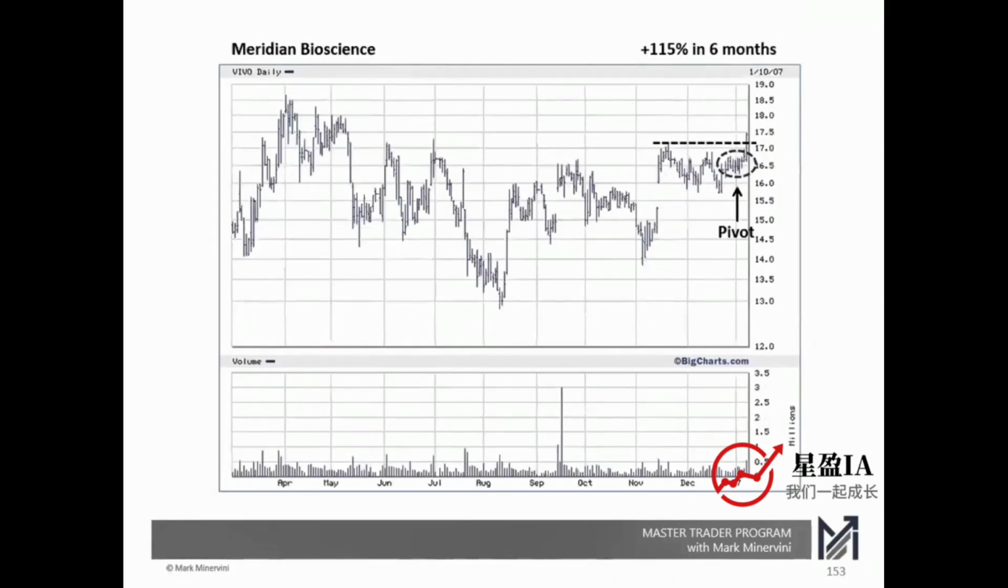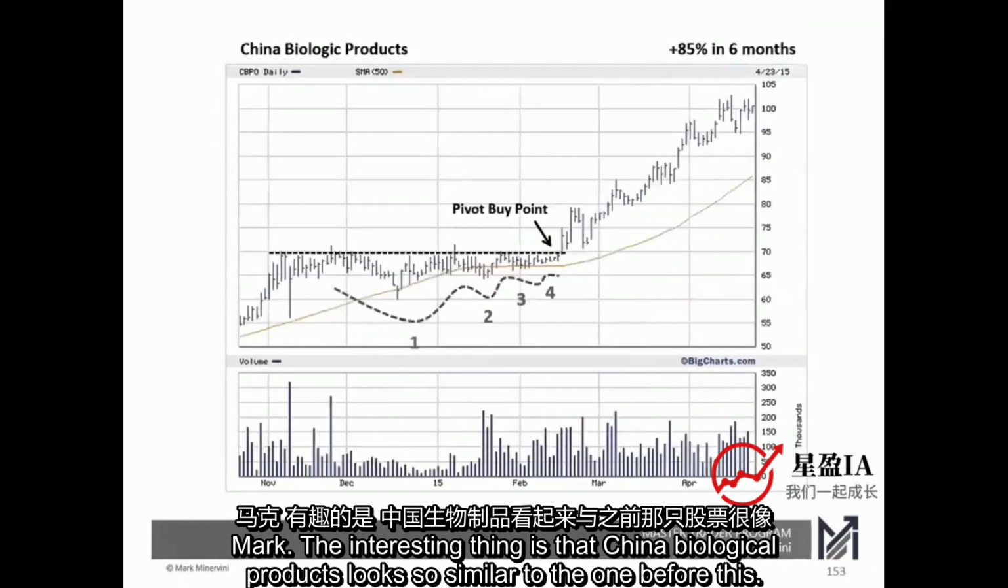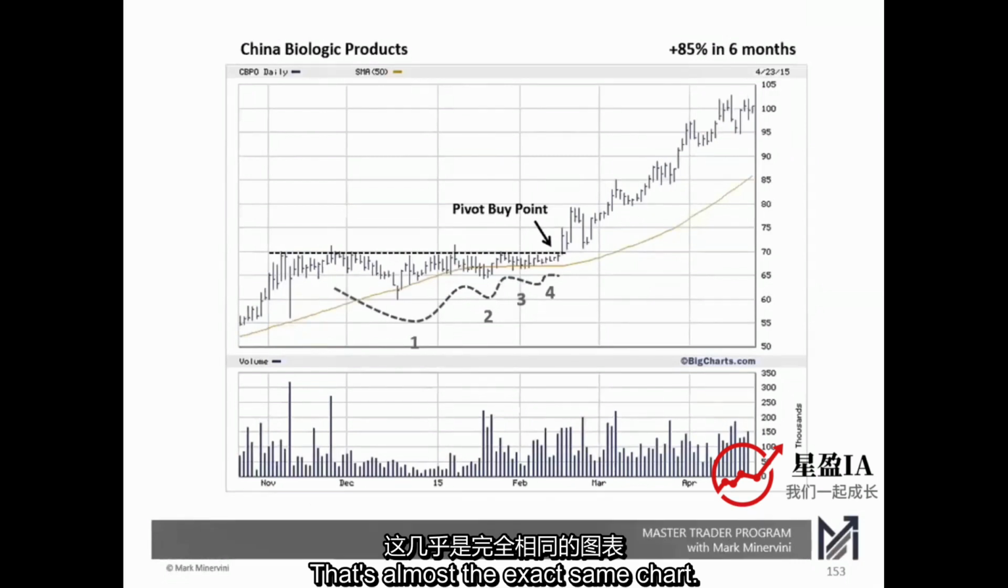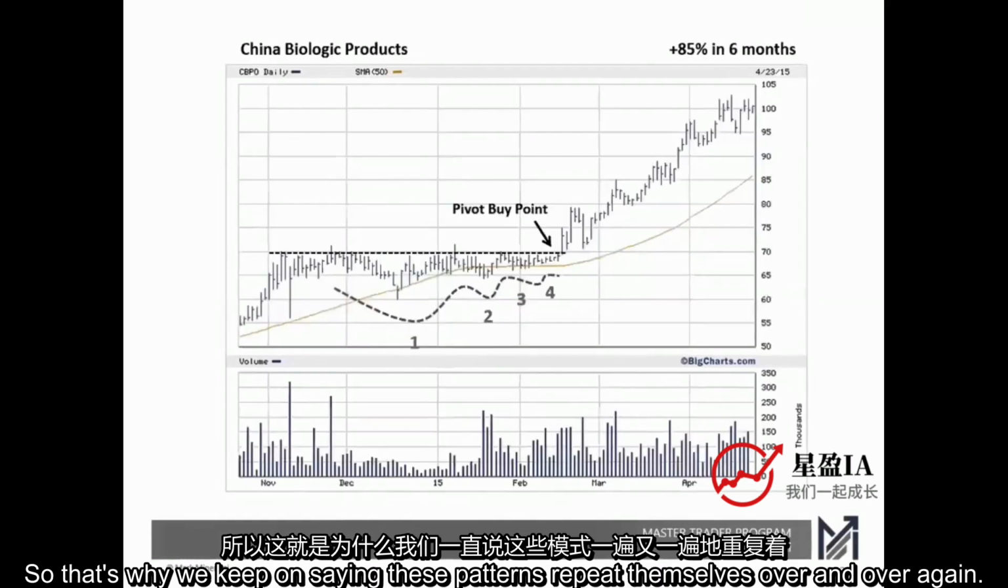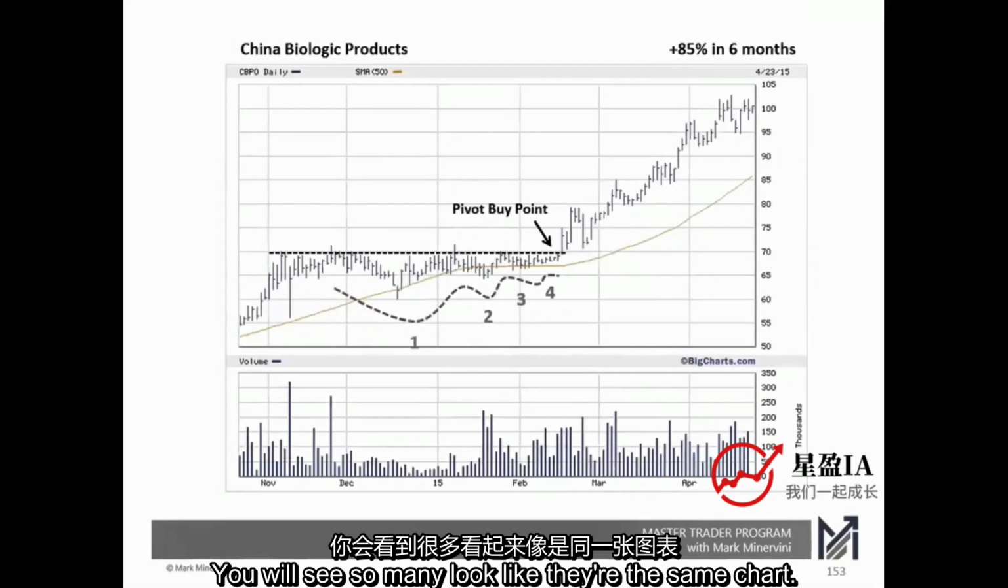All right, and Mark, the interesting thing is that China Biologic Products looks so similar to the one before this. Oh, that's almost the exact same chart. And so that's why we keep on saying these patterns repeat themselves over and over again. You will see so many look like they're the same chart.